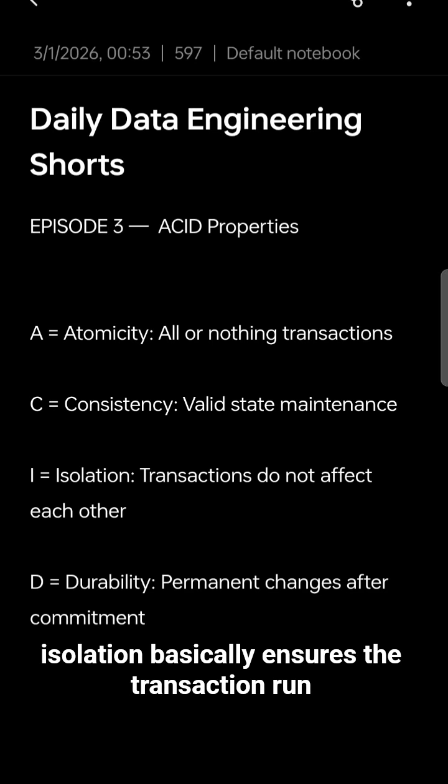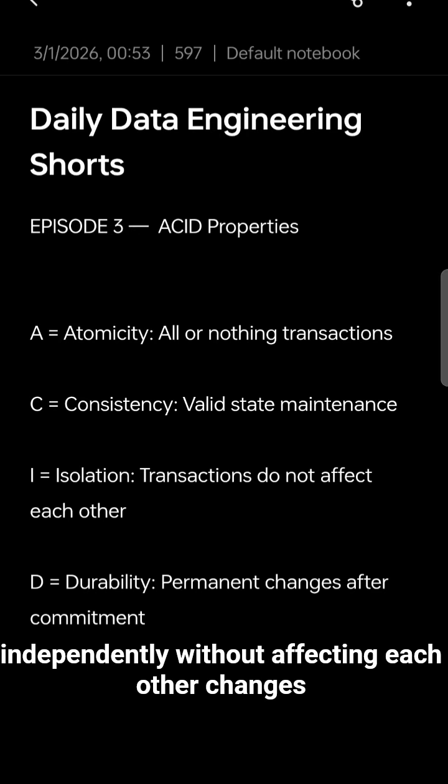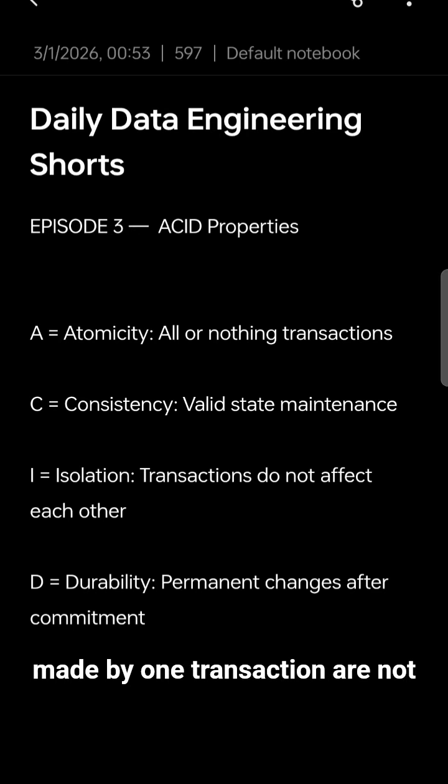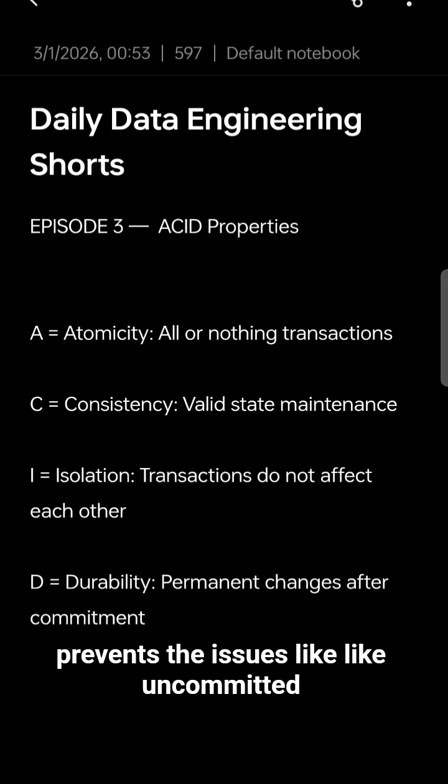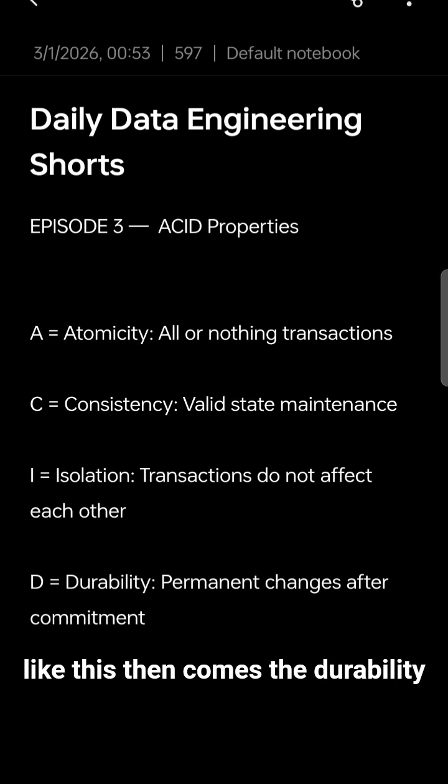Then the isolation part. Isolation basically ensures transactions run independently without affecting each other. Changes made by one transaction are not visible to others until they are committed. It ensures the result of concurrent transactions is the same as if they were run one after another. It prevents issues like uncommitted data changes between two reads.